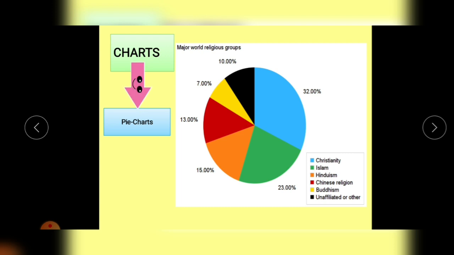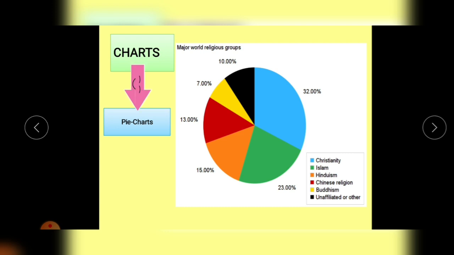Observe all the variables and the numerical values, that is the percentages associated with each slice of the pie. Also, simultaneously look for the smallest and the largest slice. Which slice do you think here is the largest one? I think it's the blue one standing at 32%, representing Christianity.